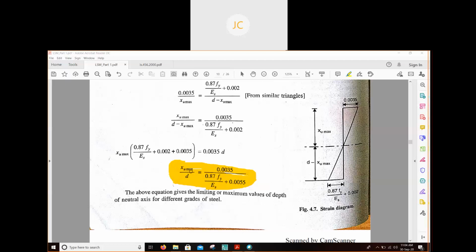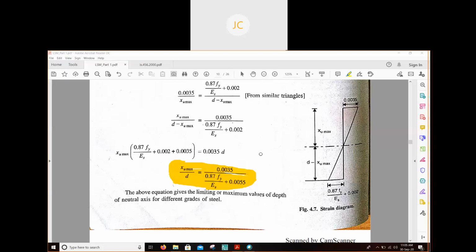Okay. So in previous method, that means in working stress method, we compared the values of actual neutral axis and critical neutral axis. But now in limit state method, we don't have critical neutral axis. We have this one, XU max, maximum value of neutral axis. So we have to compare the value of XU and XU max. And based on that, we can say whether this is a balanced section or over reinforced section or under reinforced section.